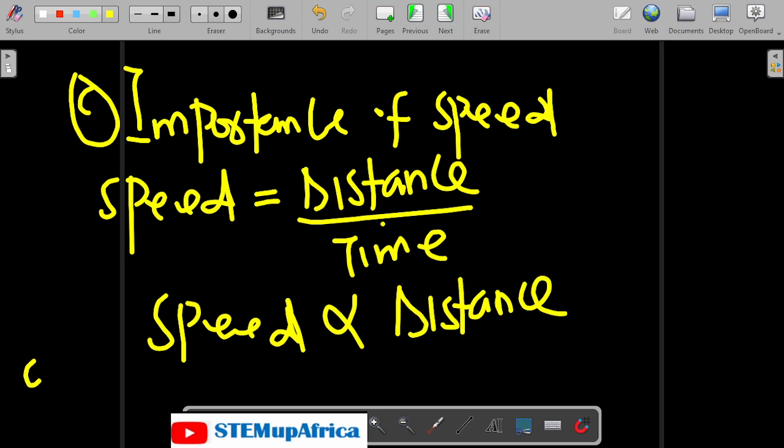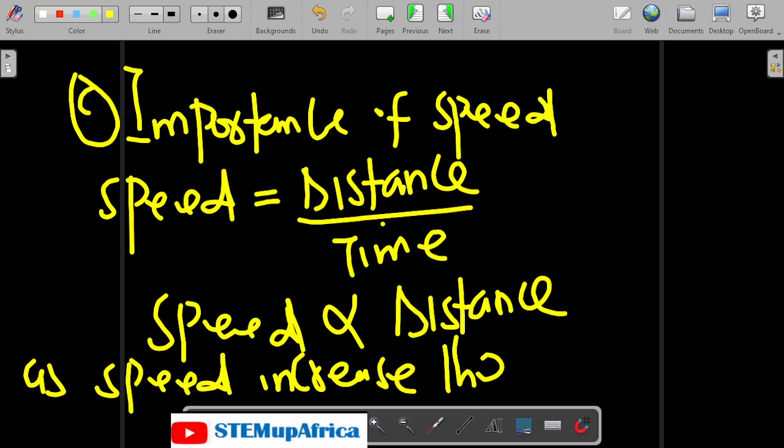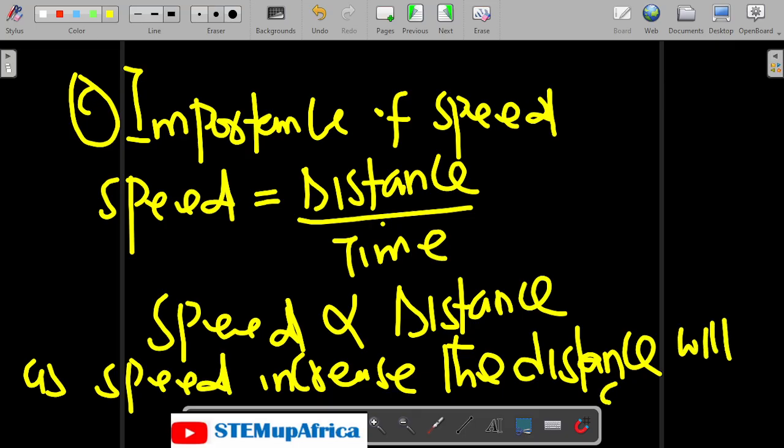So as speed increases, the distance will also increase. That is what it means. That is the importance of considering the speed, because speed is proportional to distance. So if this is what you have done in question 1, as well as question 2, A, B, and C, then you are on track toward having an A or B. Let's go to question 3.